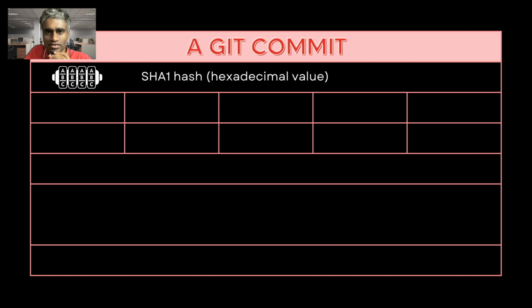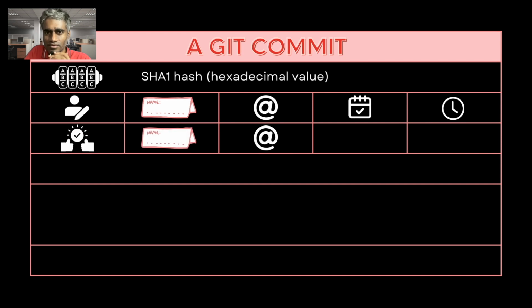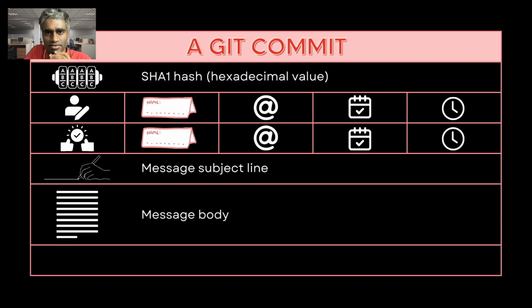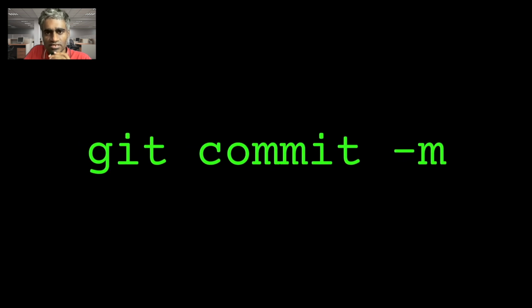A commit will also have a commit author's name and email address, a commit authoring date and time, a committer's name and email address. This is often the same as the other, and if so, many Git clients hide it. A committing date and time. This is also often the same as the authoring one, so many Git clients hide it. A commit message subject line. A commit message body, which is technically optional but often good to have. We'll see later why this is wrong.